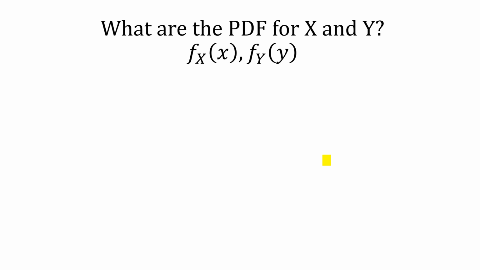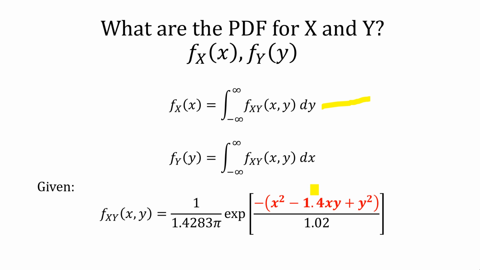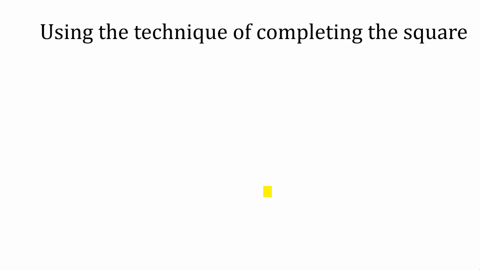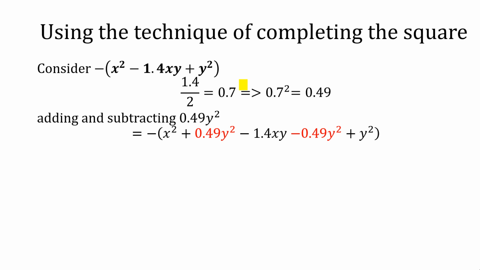However, let us find f y of y. Using this formula, we have calculated f x of x. f y of y can be calculated by integrating a bivariate PDF with respect to x. This is given. So similar to the first procedure, do some modifications to this existing equation. Again, make use of the technique of completing the square. Consider that equation. Take 1 by 4, half of it is 0.7. 0.7 square is 0.49. We are calculating f y of y, so adding and subtracting 0.49 y square. You should understand here the difference. So 0.49 y square added and subtracted here.